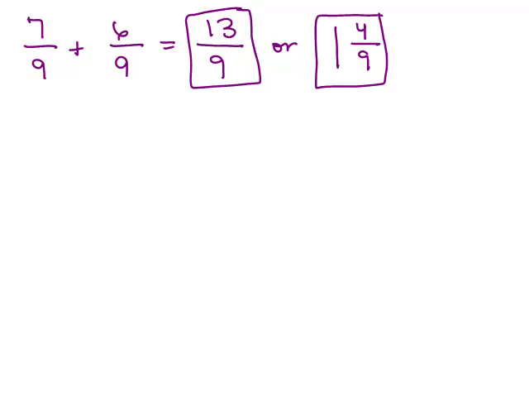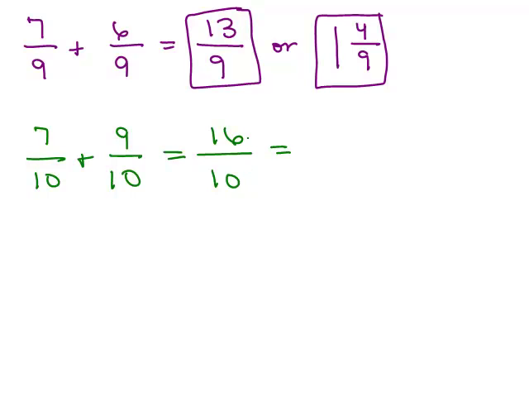Okay, let's try a different problem. 7/10 plus 9/10. Try this on your own. You want to write your answer as a reduced fraction. All right, the denominator is the same, so we could just write the 10 down. 7 and 9 is 16. Now at this point you see there's a common factor, so you could divide the top and bottom by 2. 16 divided by 2 is 8, and 10 divided by 2 is 5.